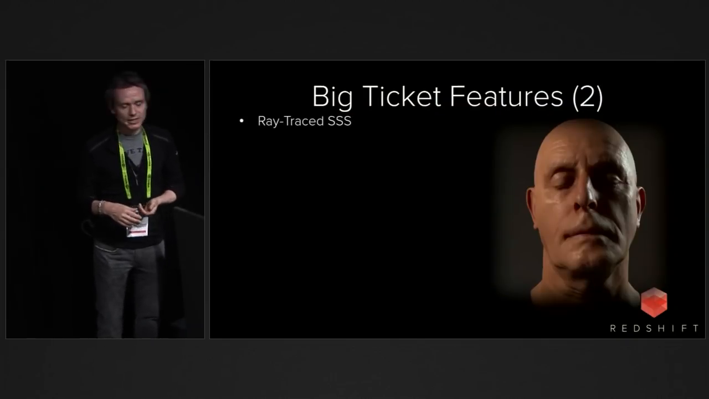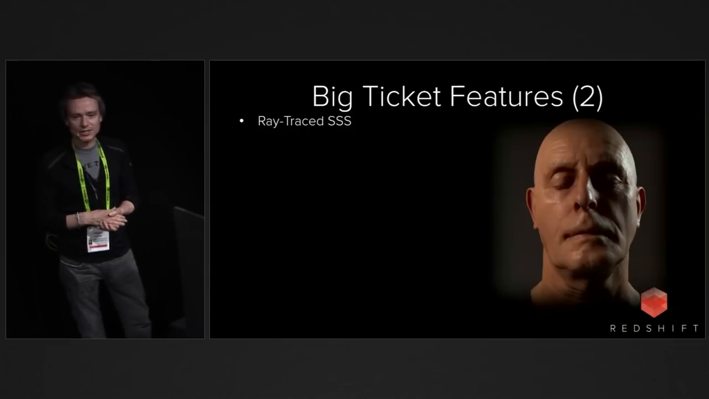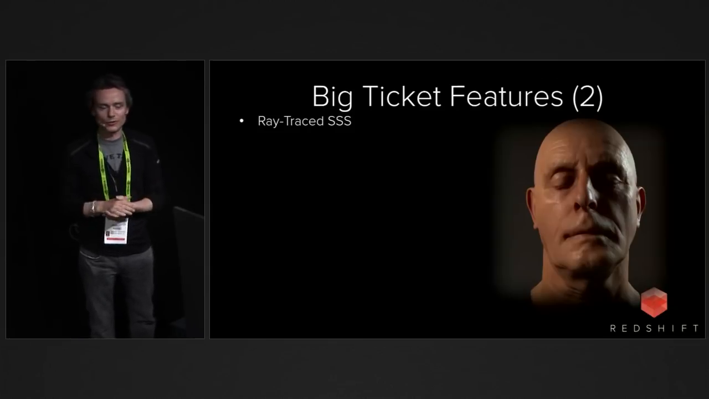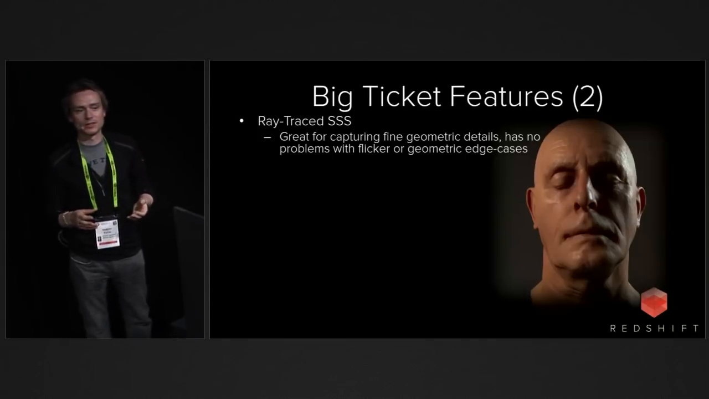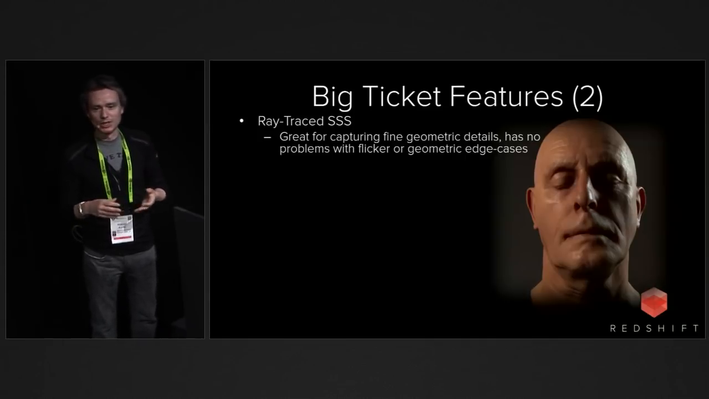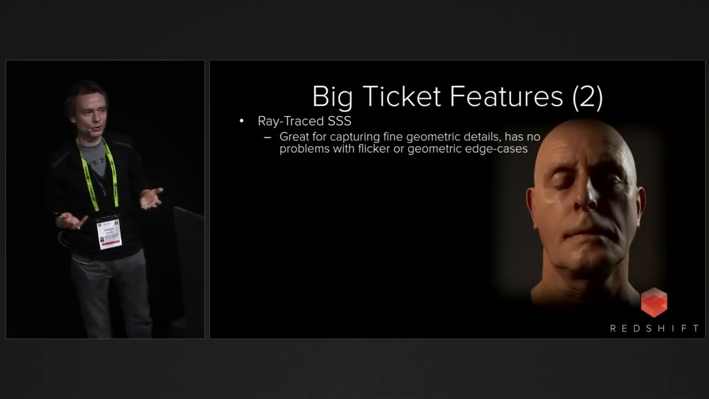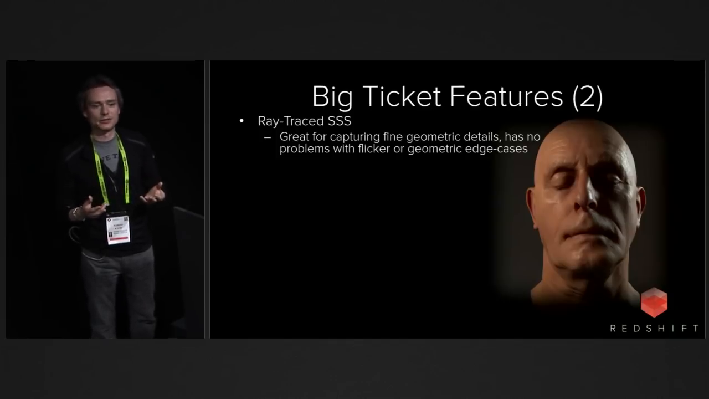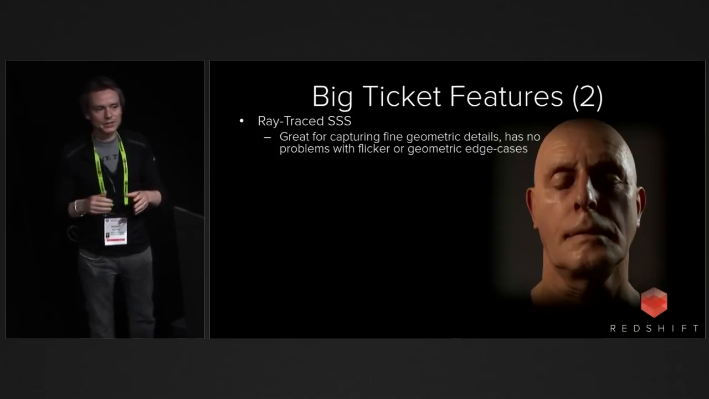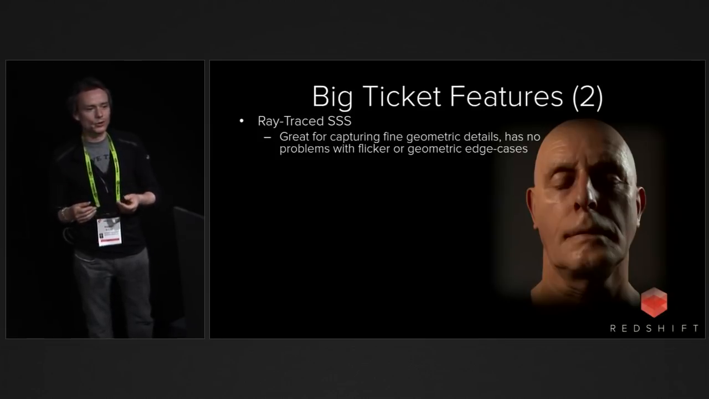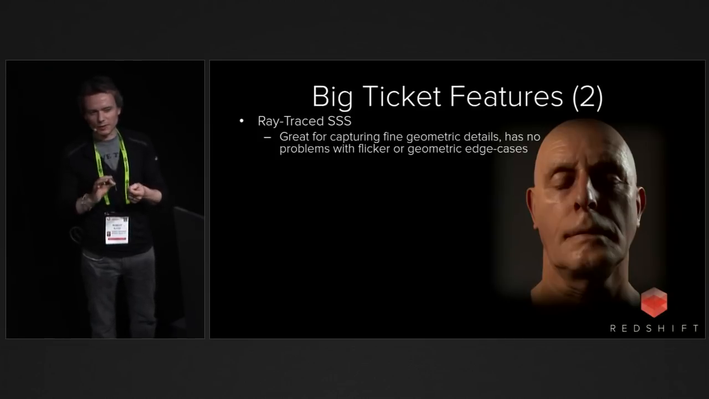So another big ticket feature was Raytrace subsurface scattering. This is something that people have been asking for quite some time. We always did point-based subsurface scattering in Redshift, and point-based is a really great technique for getting very quick, very clean results, but it does have some caveats. You can have certain geometric edge cases where the wrong point gets picked and it just looks weird. Or if you have animations, you might get some flickering here and there.